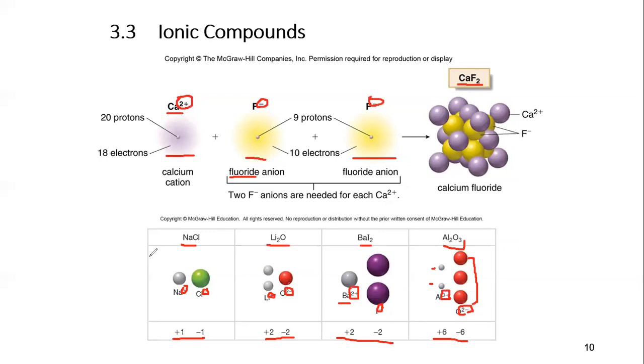We take the cation, we take the anion. We have to make sure that we have the correct number of cations and anions so that the overall charge is 0. If it's not, then we have to add more anions or more cations to get the 0 overall charge.